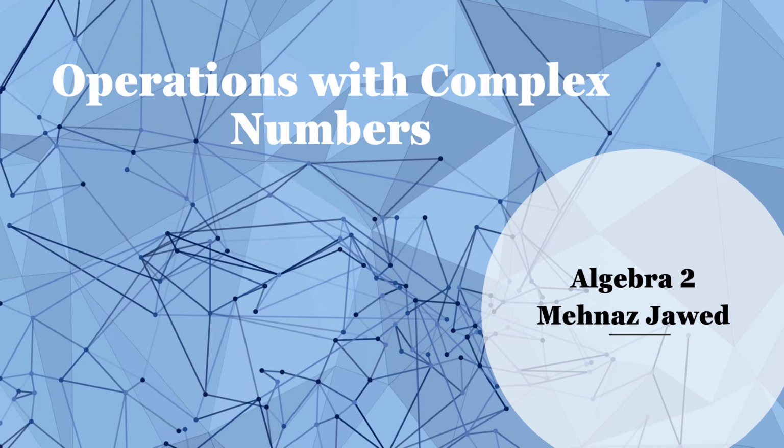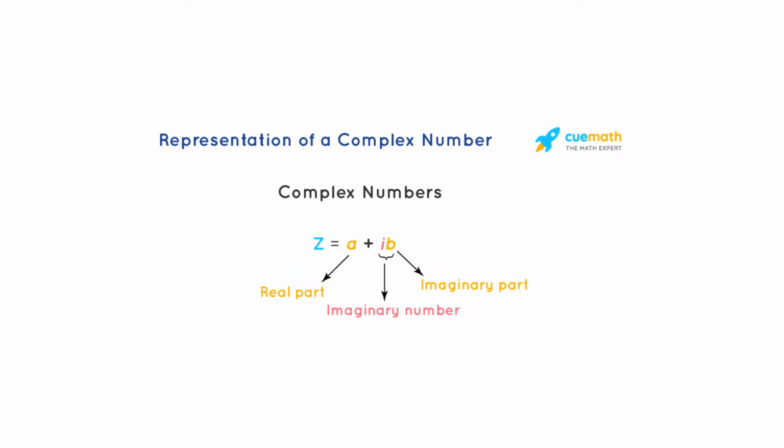Today we are going to study the operations with complex numbers. So the first thing you must know is what complex numbers are. Complex numbers are numbers which consist of a real part and an imaginary part. All the numbers that exist in this world, like whole numbers, rational numbers, irrational numbers, natural numbers, integers, they are all real numbers.